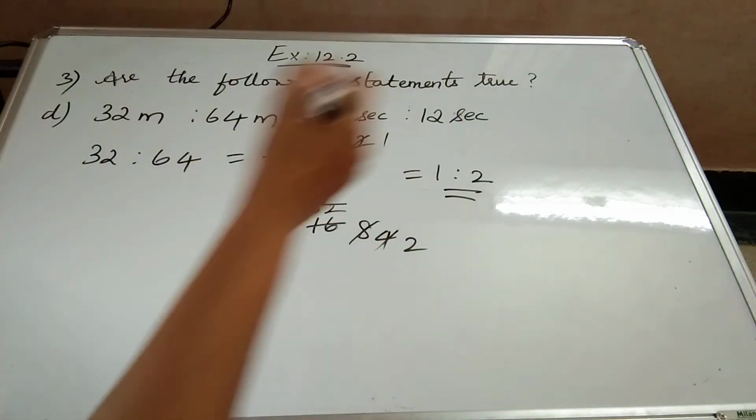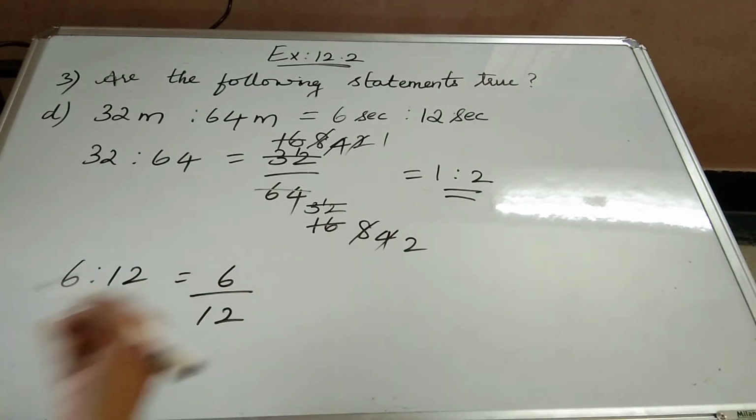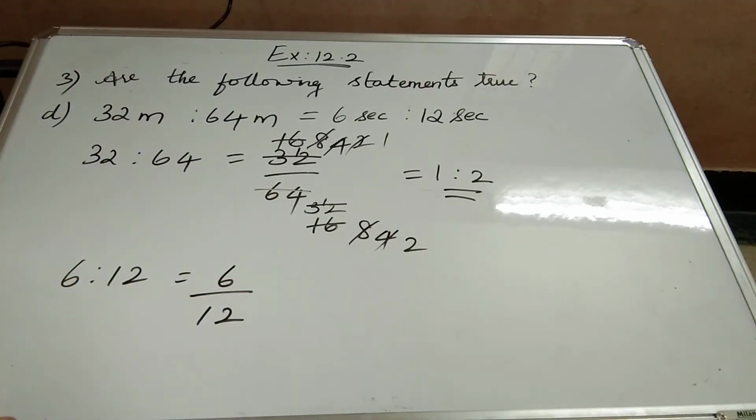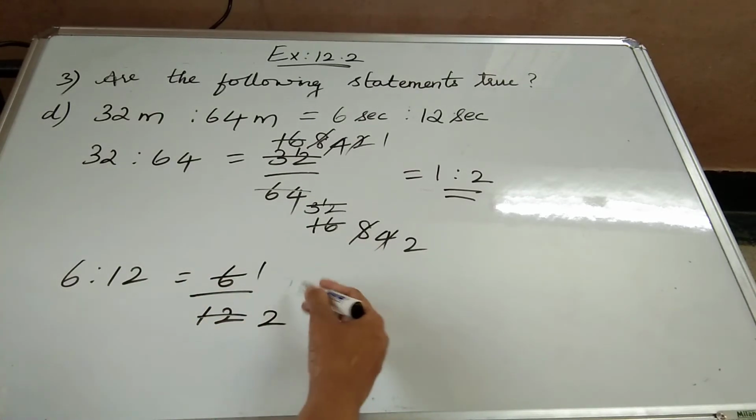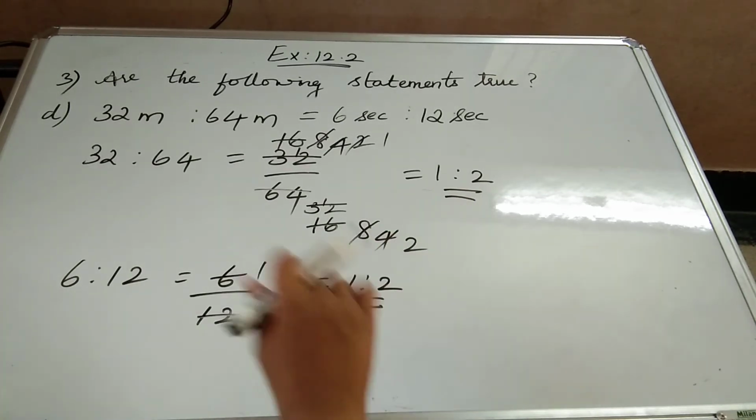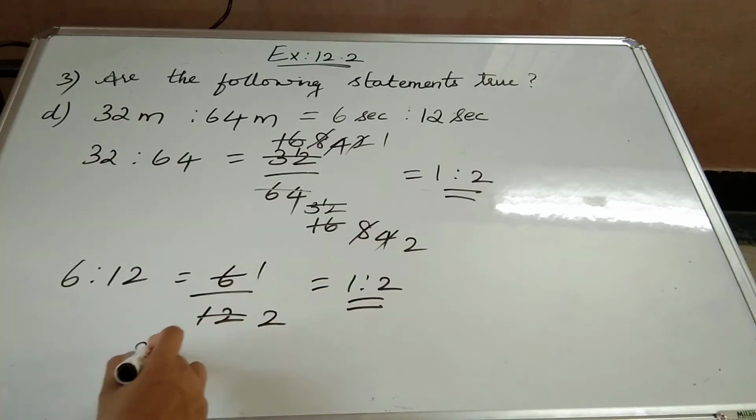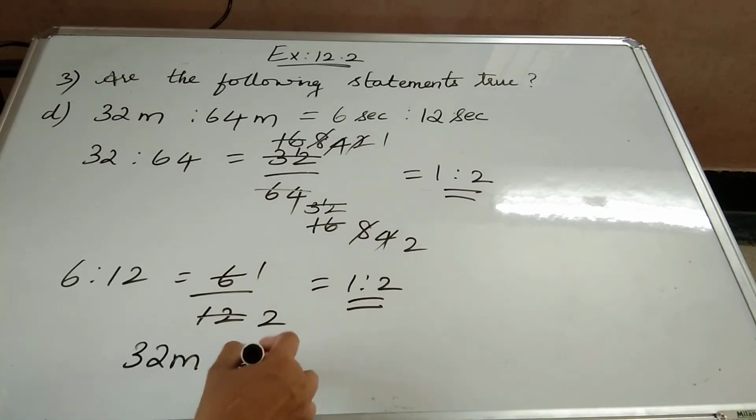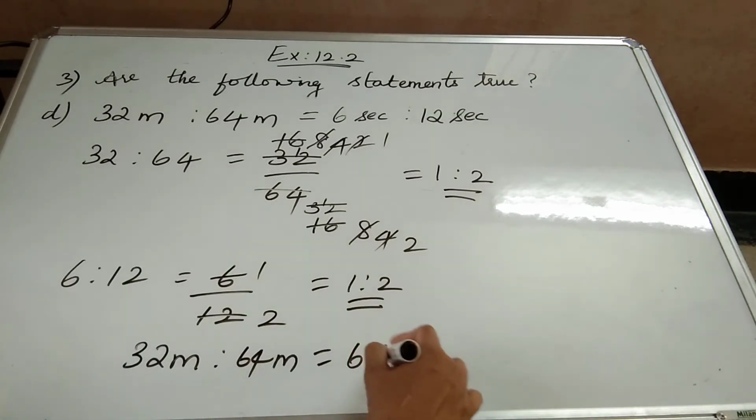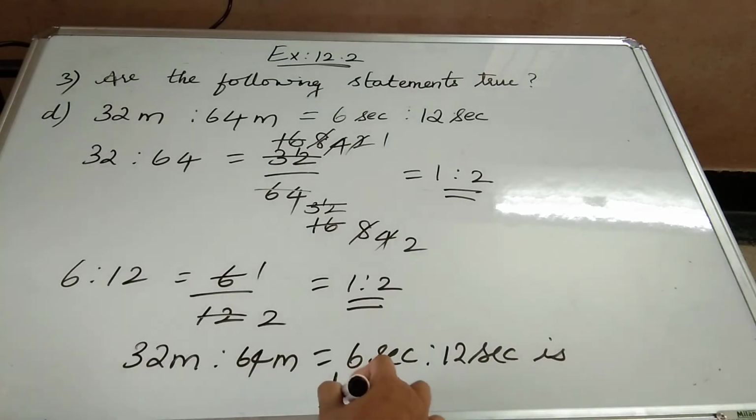Same way next one. 6 is to 12 is equal to 6 divided by 12. So 6 table we can cancel them. 6 ones are 6, 6 twos are 12. So 1 divided by 2 is 1 is to 2. So 1 is to 2 and 1 is to 2. The given ratios, they are equal. So the given statement 32 meter is to 64 meter is equal to 6 seconds is to 12 seconds, this statement is true. Clear, children?